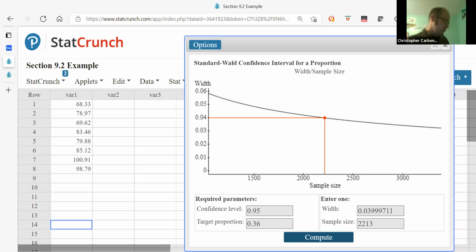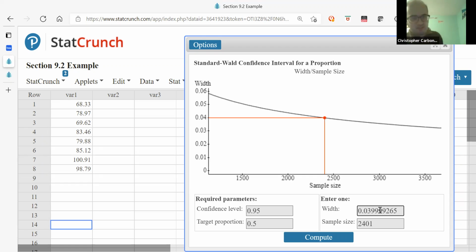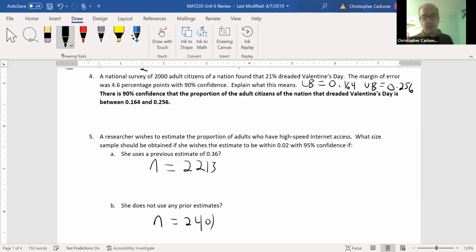Before I write that down, I should also make note, part B wants the same thing, but with no prior estimates. So that uses a proportion of 50%, so 0.5. And I'll still put 0.04 here, just to make sure it rounds correctly. And that will give us a sample size of exactly 2,401. Let me just write those down for us. So the sample size here is 2,213, and here is 2,401 with no prior estimates.